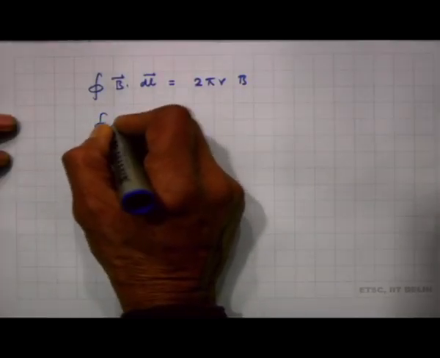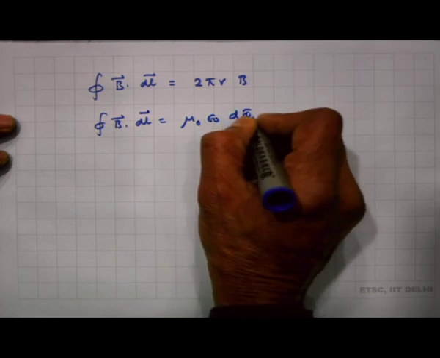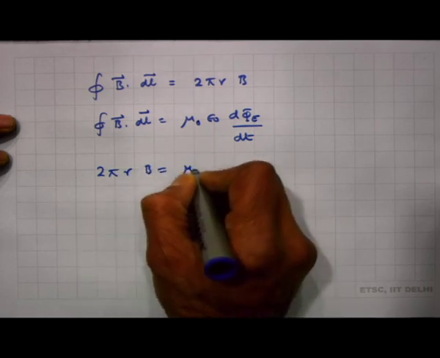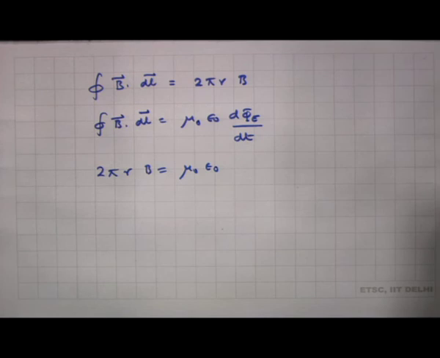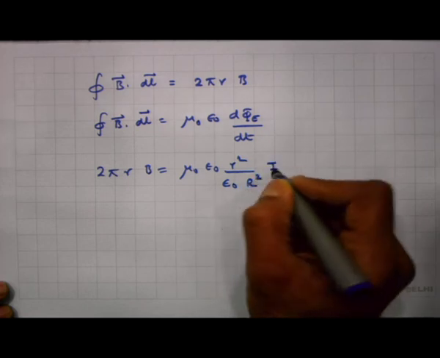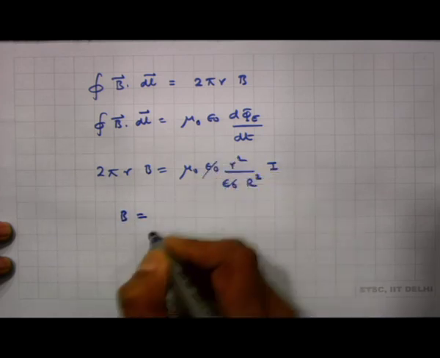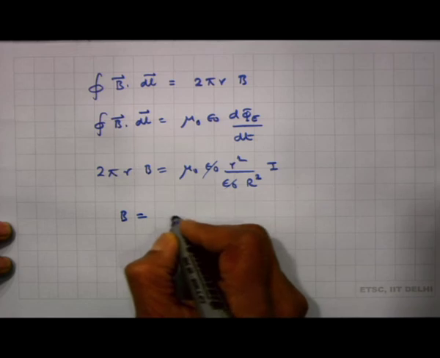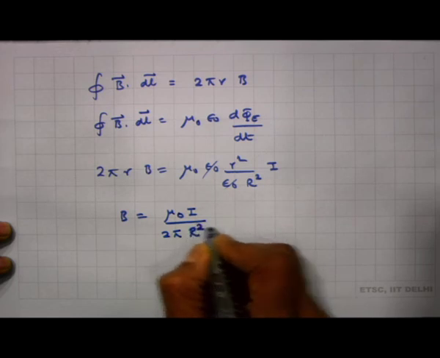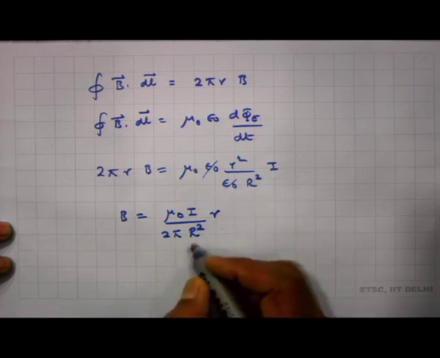So, if I use this equation, ∮B·dl is equal to μ0 ε0 dΦ_E/dt. This gives me 2πr times B is equal to μ0 ε0 into dΦ_E/dt. I just now calculated r² by ε0 R² into I, so B is equal to, ε0 goes off, and I get μ0 I by 2π R² into r. So, one of the r cancels off and I get μ0 I r by 2π R².